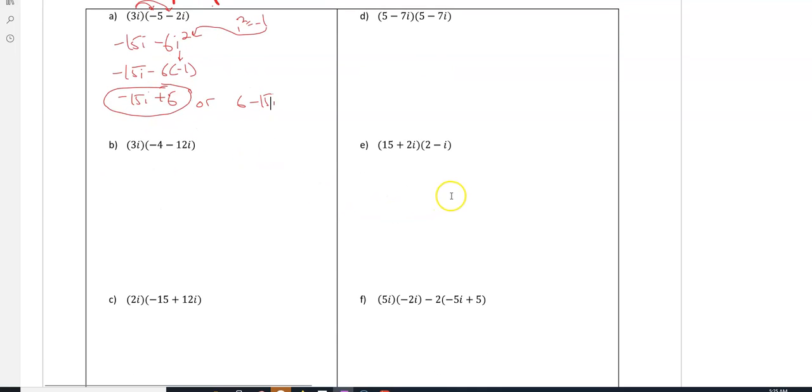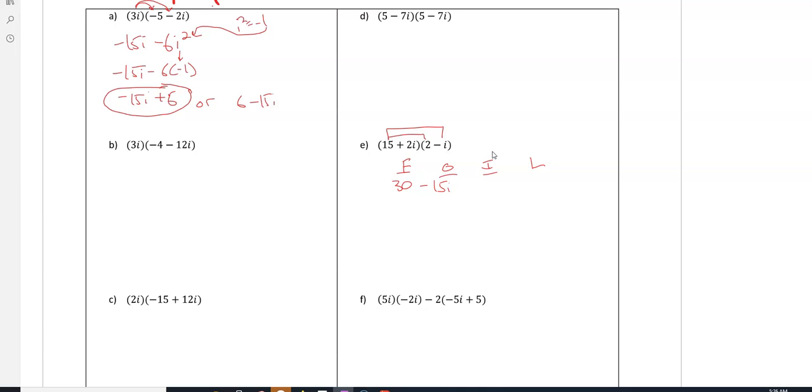Now I want to do E next, because I want to do one like this where it has two terms, a complex number times a complex number. Those are both binomials, so that means you have to do FOIL. So I'm going to do FOIL on this, where I do first: 15 times 2 is 30. Outside, 15 times -i is -15i.